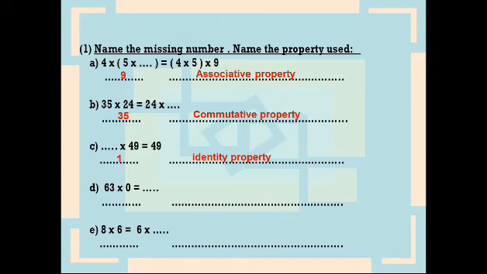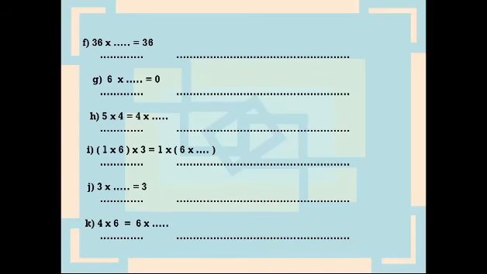D, 63 multiplied by 0 equals 0, and the name of the property is zero property. E, 8 multiplied by 6 equals 6 multiplied by 8, yes, and the name of the property is commutative property. F, 36 multiplied by what equals 36 multiplied by 1, and the name of the property is identity property.